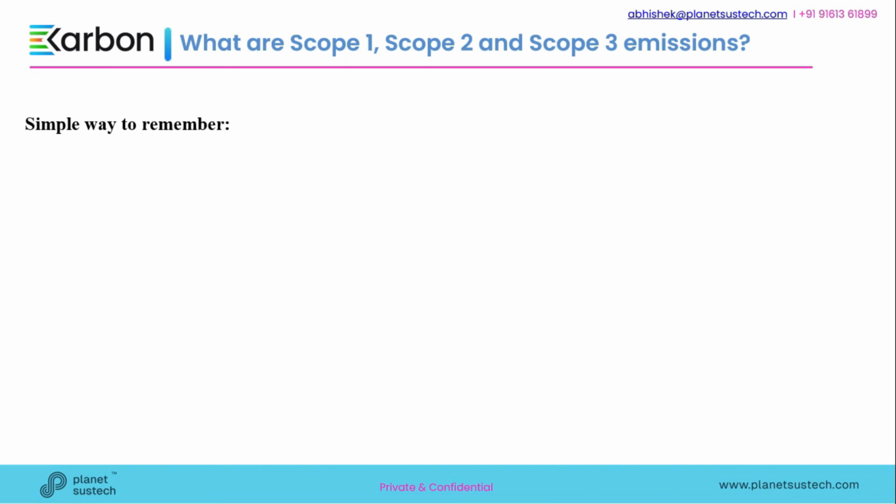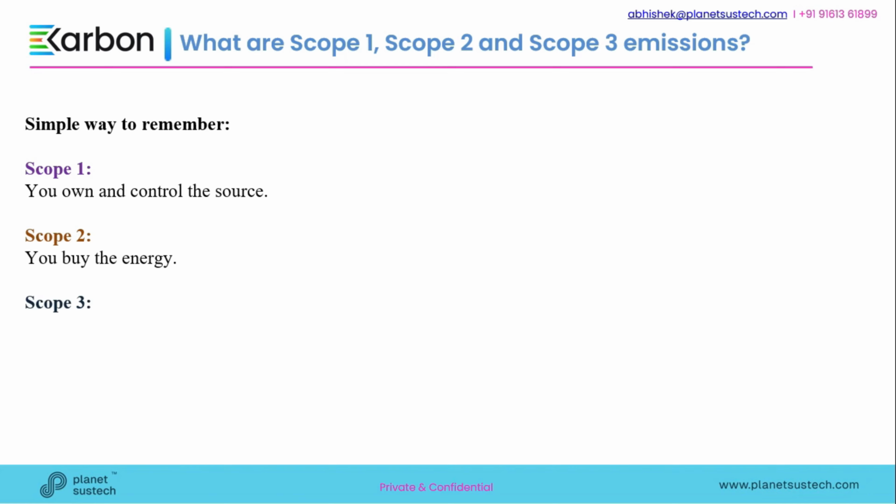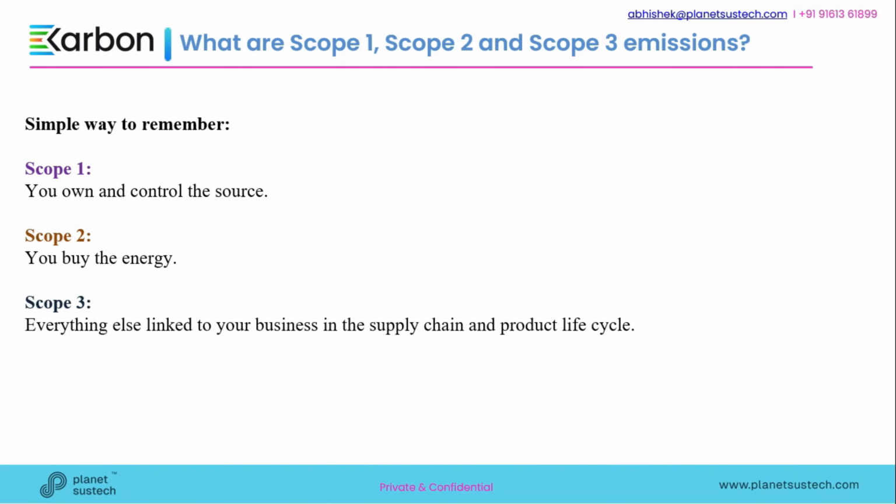Let's see an easy and tricky way to remember. Scope 1. You own and control the source. Scope 2. You buy the energy. Scope 3. Everything else linked to your business in the supply chain and product life cycle.